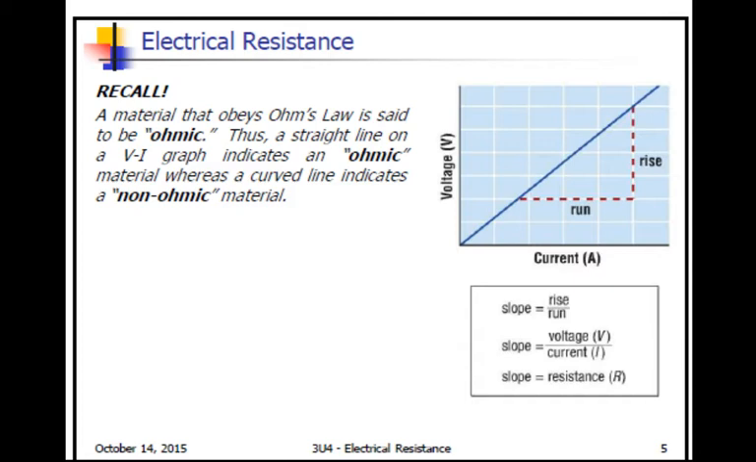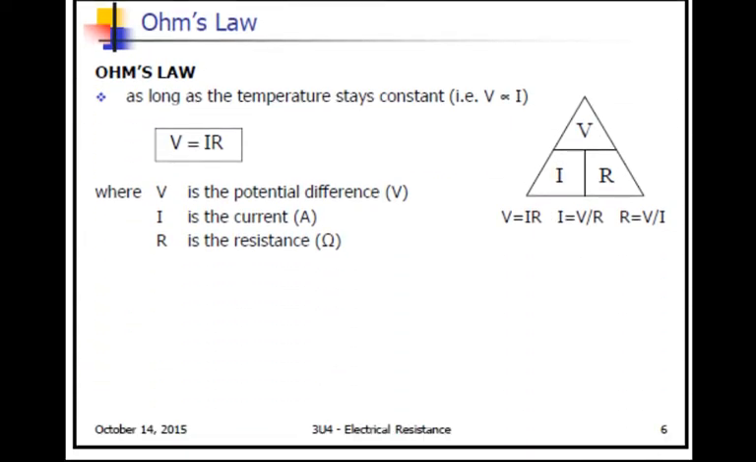Most resistors are what we call ohmic, that follow this kind of linear relationship. But there are some non-ohmic resistors as well that have different voltage-current graphs. So Ohm's law is V equals IR. There's also the Ohm's law triangle, VIR, where we have V equals IR, I equals V over R, and R equals V over I. V is, of course, the potential difference in volts. I is the current in amperes, and R is the resistance in ohms.